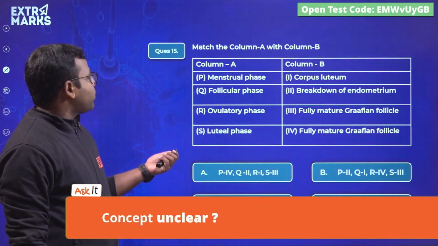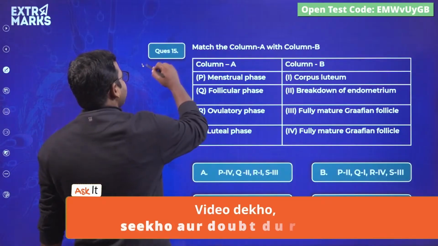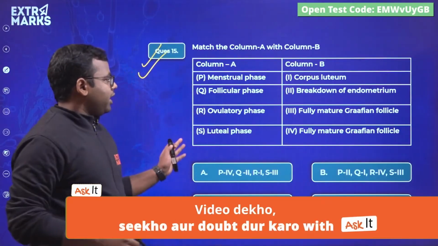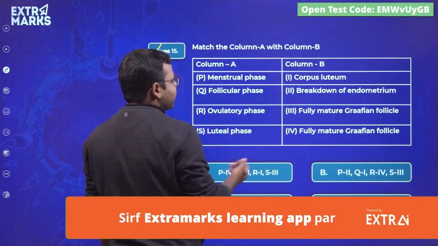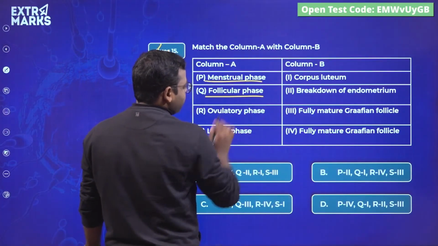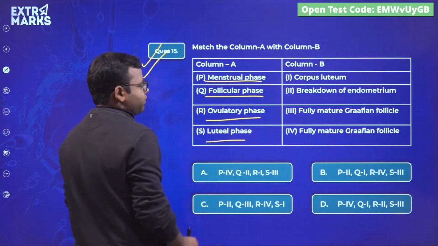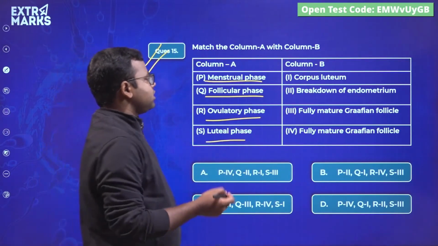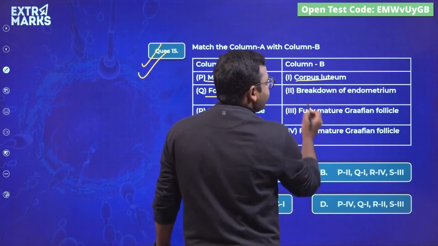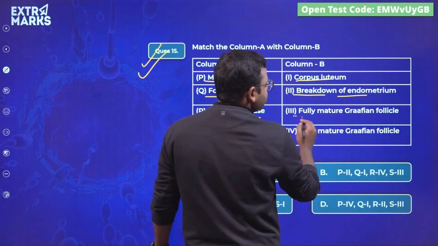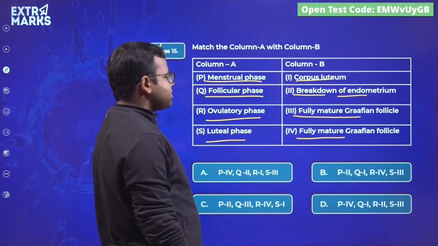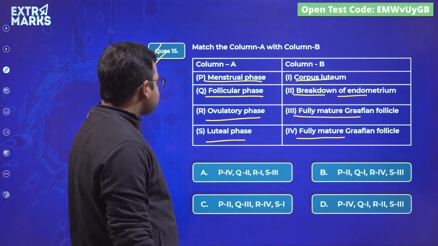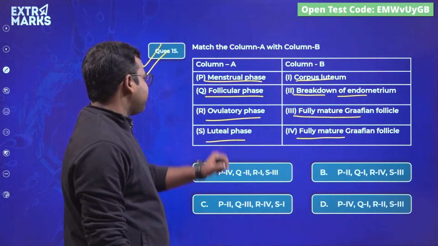Moving ahead with the next question. Now this is a matching kind of question. You have to match column A with column B. Here P, Q, R, S are the different phases of the menstrual cycle: menstrual phase, follicular phase, ovulatory phase, and luteal phase. Then in B you can see corpus luteum, breakdown of endometrium, fully mature Graafian follicle, and rupture of the Graafian follicle. Now let's match it one by one, right?